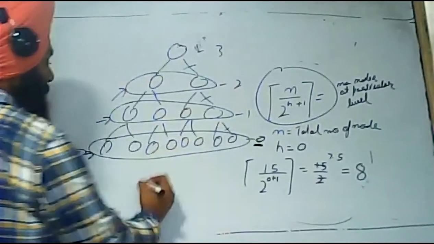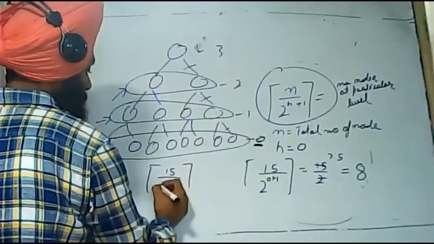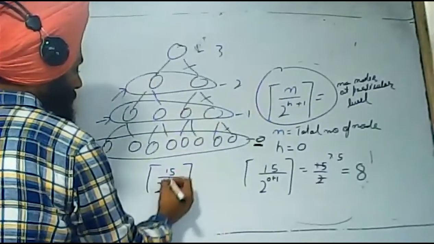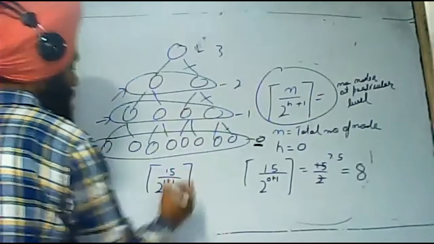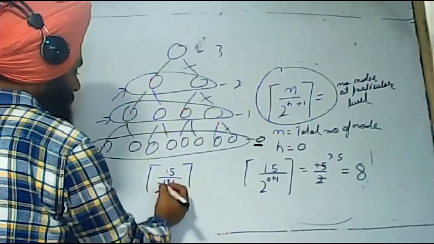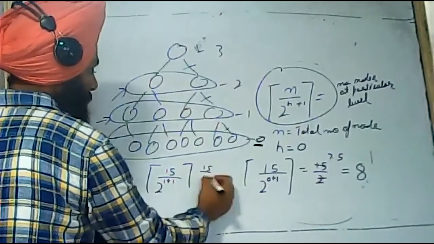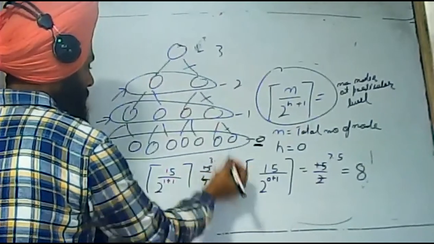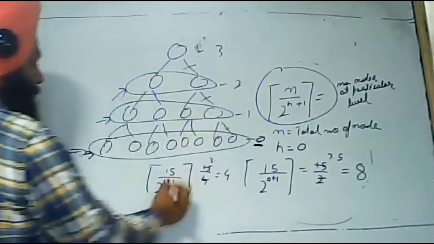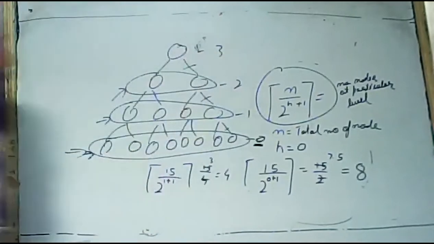We can also check the other levels. If we want to check the number of nodes at level 1, that will be 15 divided by 2 raised to power 1 plus 1. That is 2 raised to power 2, which is 4. So 15 divided by 4 is 3 point something, and it will eventually become 4. So there are 4 nodes at level 1. Then we can check it at level 2, and then at level 3.